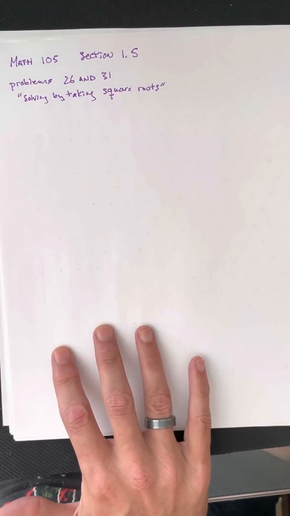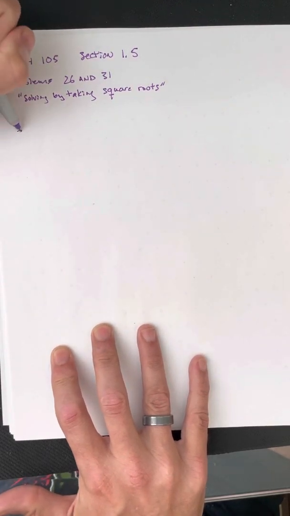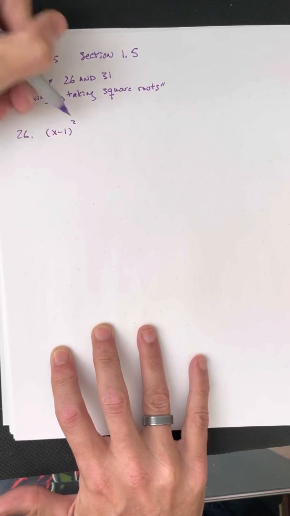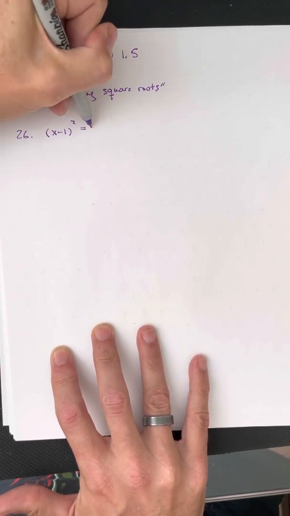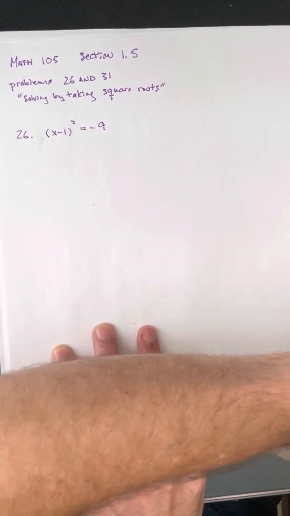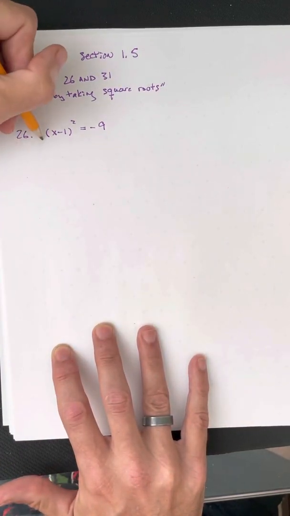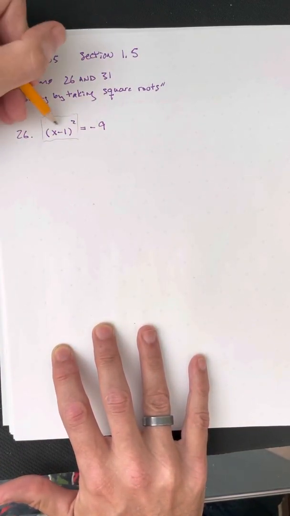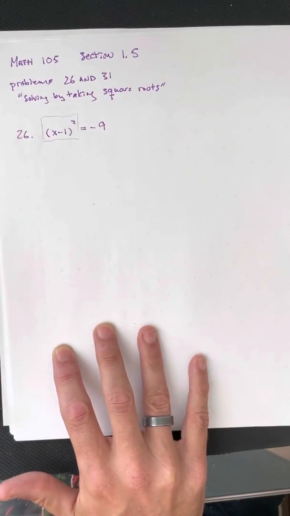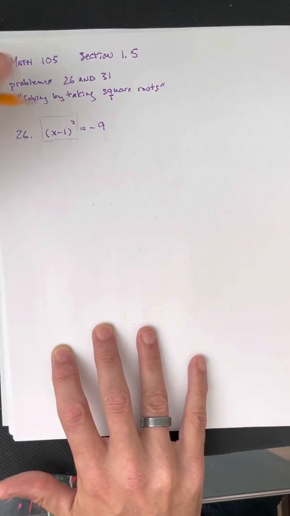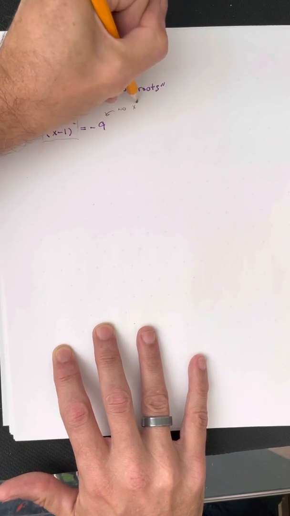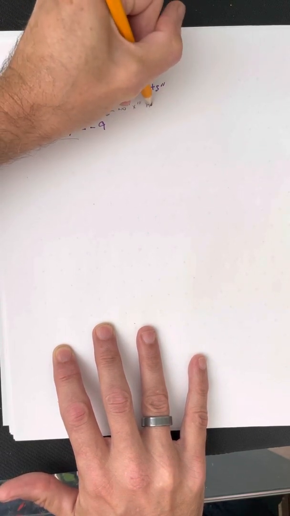So 26 and 31 are two examples. So let's just get to it. So 26 is (x minus 1) quantity squared equals -9. So notice you've got something all by itself squared. Now it's not just x squared, it's this quantity squared equals, and on this side you want just the number. You don't want any instances of x. So no x here. So that's kind of the setup.